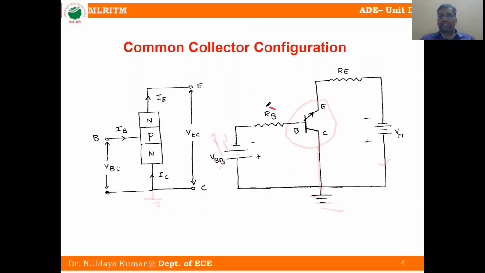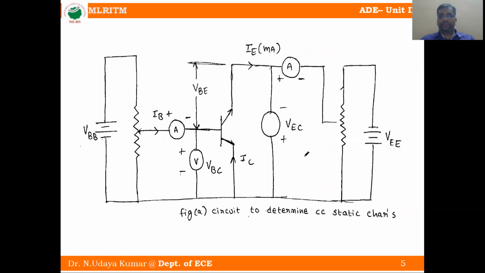This resistance is called the base resistance. This is the input voltage, this is the output voltage, and this is the emitter resistance. So this is called the common collector configuration, where the collector is common to both input and output. Now we will see the practical implementation of common collector configuration.